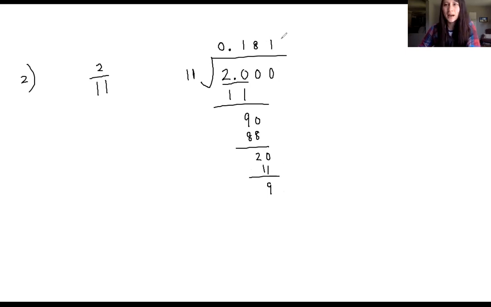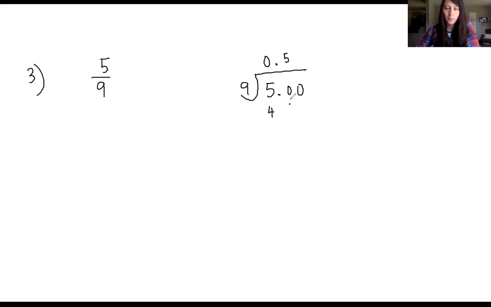So it looks like my decimal is going to be 0.181818, and it's going to keep going. So I don't think I'm going to get away from that pattern. So my answer is 0.18 with a bar over 1 and 8, and that's my answer.